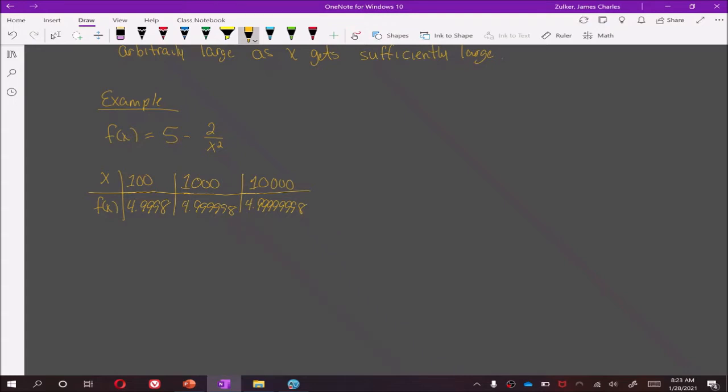What we should notice is the limit as x approaches infinity of f of x. As x continues to get larger, it appears that f is stabilizing out to the value of 5.